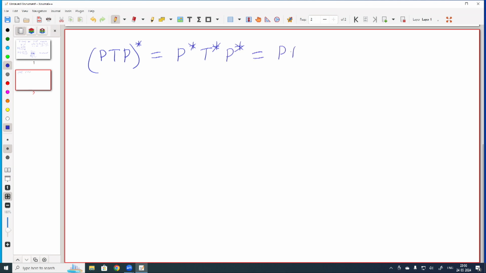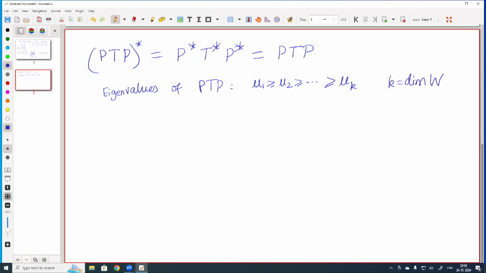But then each of them is self adjoint, so it is PTP again, and the nice property here is that the eigenvalues are all real numbers again. So if you call them mu1, mu2, ..., mu k, where k is the dimension of W, then these mu i's are less than or equal to the corresponding lambda i's. So lambda i's are the eigenvalues of T. So this is for i equals 1 to k.